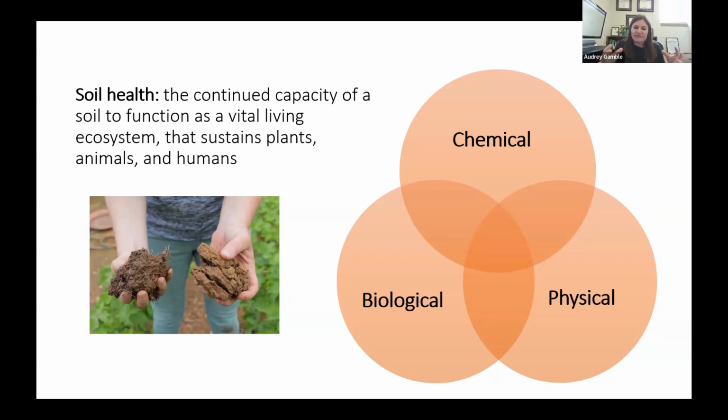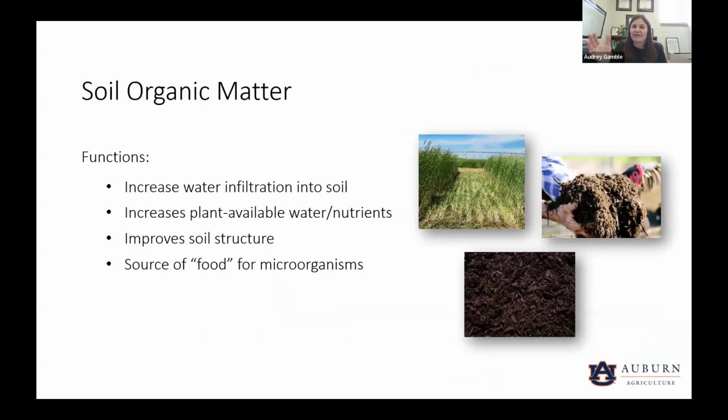So where the three of these categories of soil properties really come together is soil organic matter. Soil organic matter is really the central property in terms of improving soil health, because when we improve soil organic matter, we're often improving our chemical, physical, and biological properties. Organic matter allows us to improve soil structure, which helps improve the amount of water that can infiltrate into the soil and also be stored in the soil. Also, it's a source of nutrients.